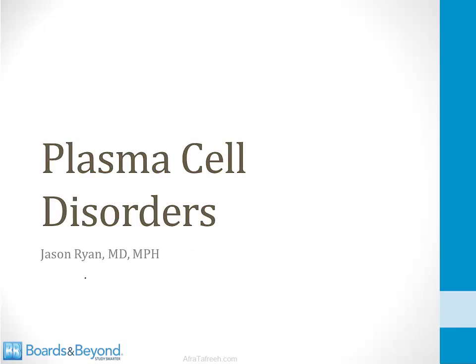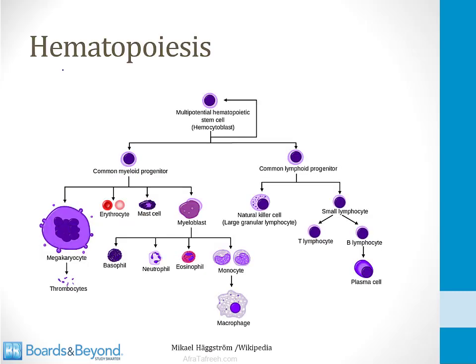Hello everybody and welcome to our module on plasma cell disorders. In this module we're going to focus on malignancies of plasma cells. So recall that plasma cells develop from B cells which are activated by the immune system and begin secreting antibodies.